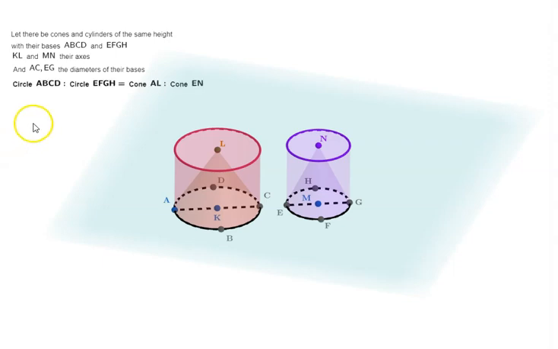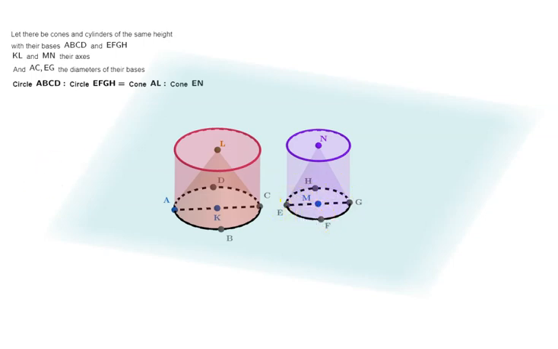Now what the proposition is saying is that circle ABCD is to circle EFGH as the cone AL is to cone EN, and we are talking in terms of volumes. So whatever is the ratio between the base of this cone and the base of this cone will be the same as the ratio of the area of this circle and the area of this circle.